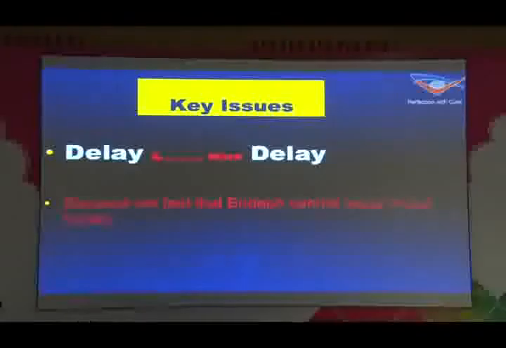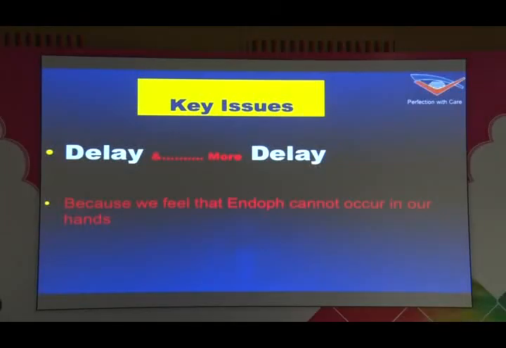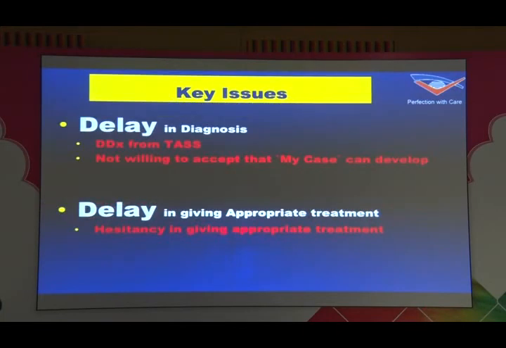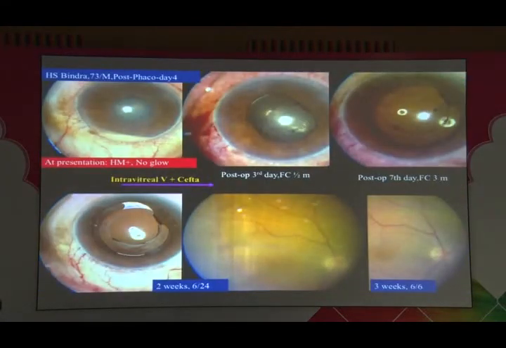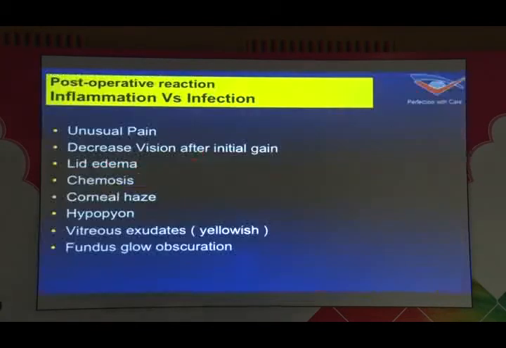So the key issue is, do not delay. Delay is the most important cause for problems occurring. You must not delay in diagnosis and must not delay in doing an appropriate intervention. You should not hesitate to give an intravitreal injection. You should err on the side of infection if you're not sure whether it is TAS or infection. This is a patient who was treated with intravitreal antibiotics with vancomycin, and did pretty well.